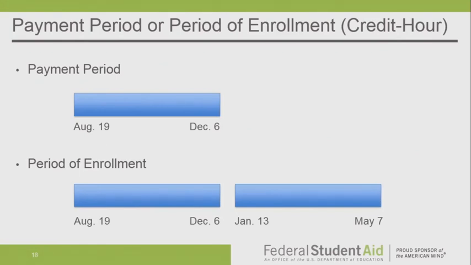So here's some visual examples of how this works in practice. To illustrate, this is a credit hour example, and assume that these are non-standard terms. You can see the payment period is August 19th to December 6th. That's one payment period. The period of enrollment is August 19th to May 7th, which includes 2 payment periods. So let's just assume that this school's academic year is comprised of 2 non-standard terms. The period of enrollment is essentially the whole academic year.